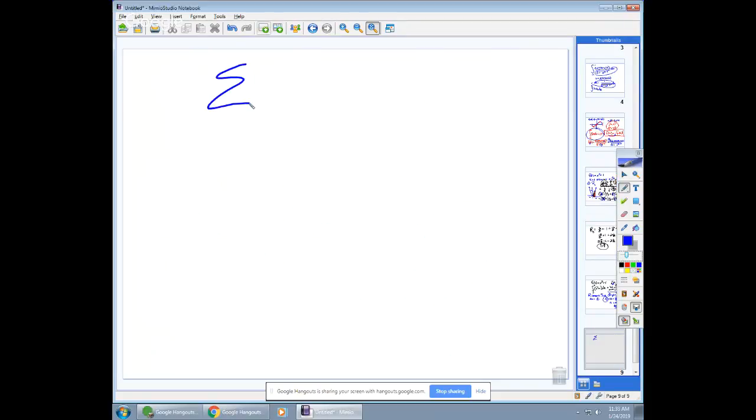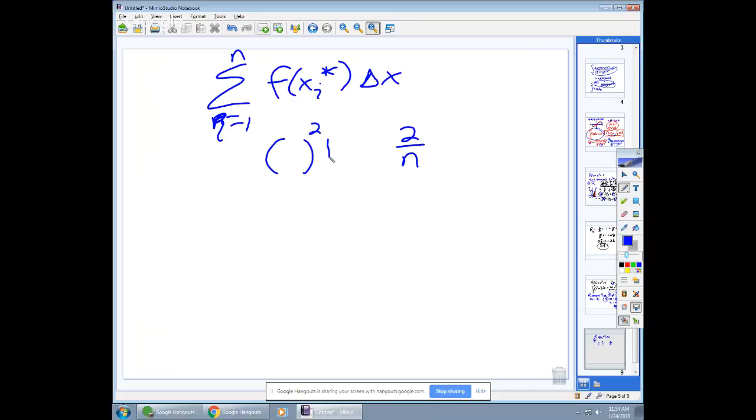So again, we're trying to find the sum as i goes from 1 to n of f of xi times delta x. What's our delta x here? It's just 2 over n. Delta x is just 2 over n. What's our function here? x squared plus 1. So we're going to write it as parentheses squared plus 1. So here's the height of my rectangle. Here's the width of each rectangle.